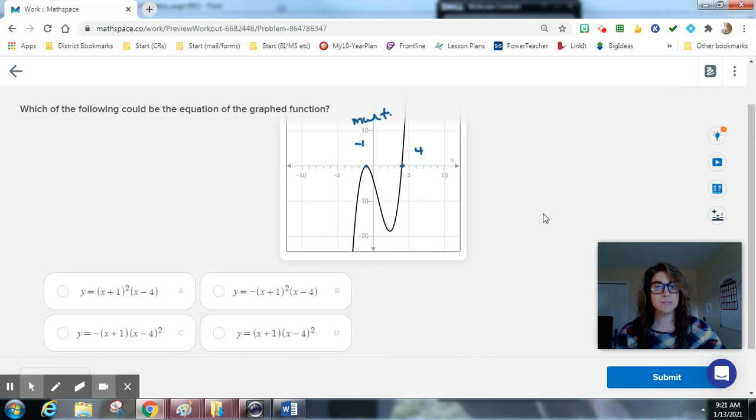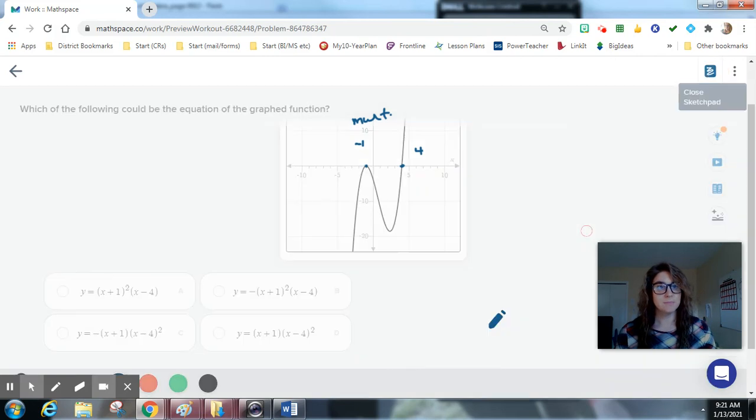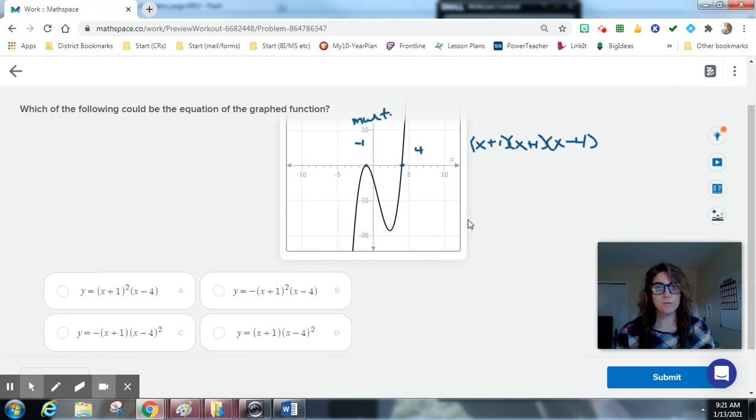So I'm looking for something that is going to be x plus 1 twice, and then an x minus 4. We should know that an x plus 1 twice is a square. I also know that it's going in an upwards motion, so it should be positive. So it should be A.